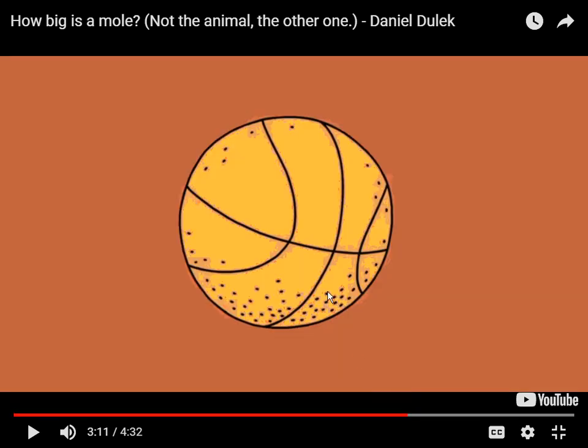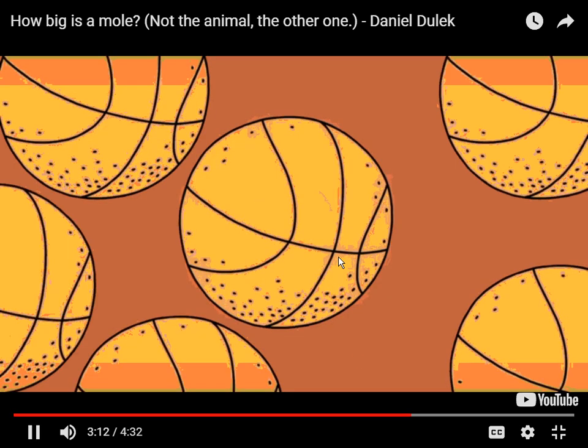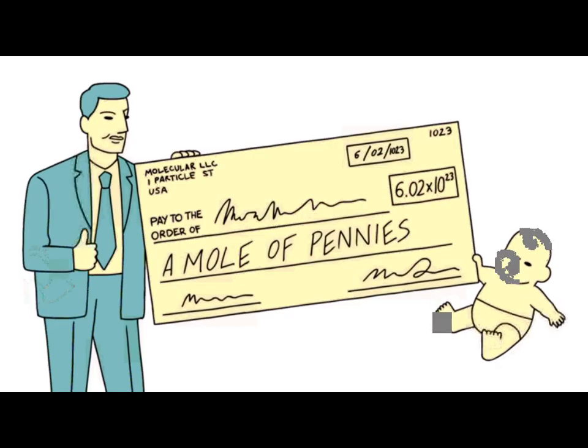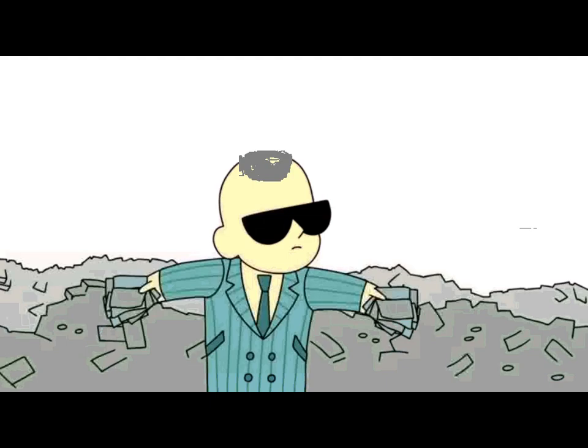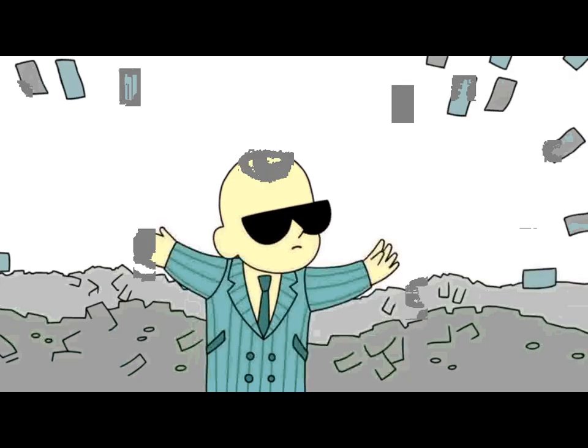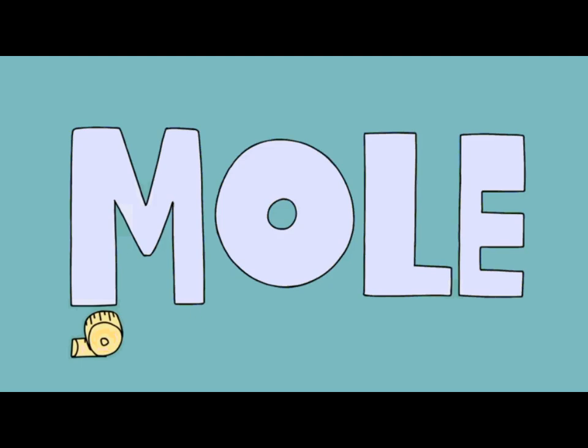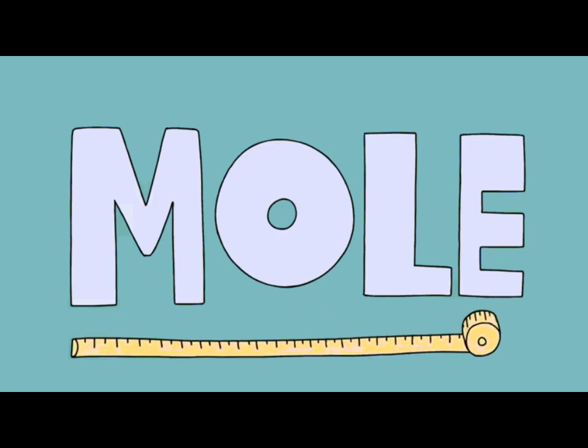A mole of pennies. If you had a mole of basketballs, you could create a new planet the size of the Earth. If you received a mole of pennies on the day you were born and spent $1 million a second until the day you died at the age of 100, you would still have more than 99.99% of your money in the bank. Okay, now we sort of have an idea how large the mole is.